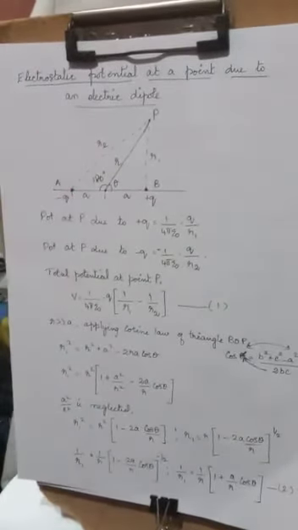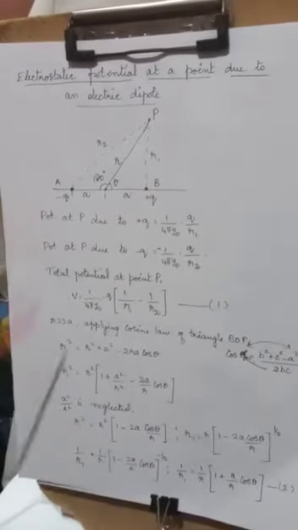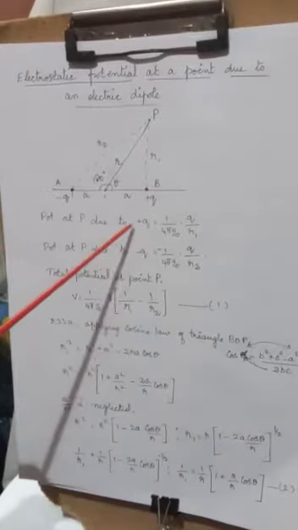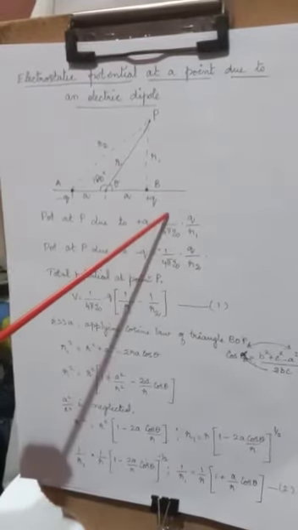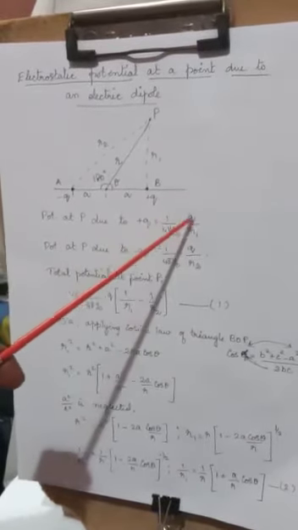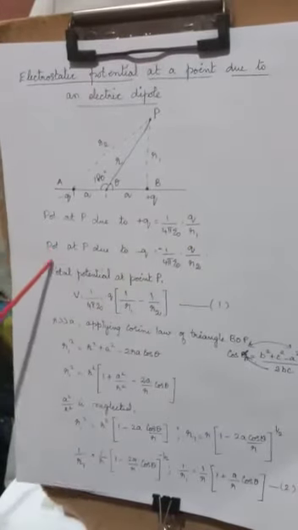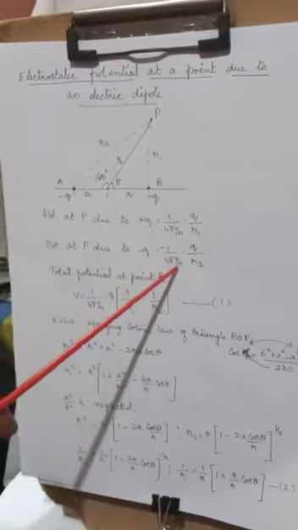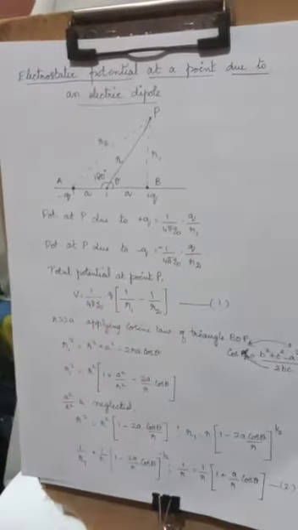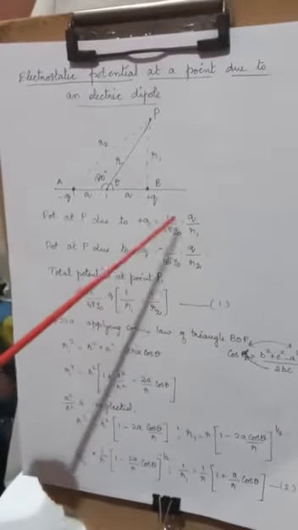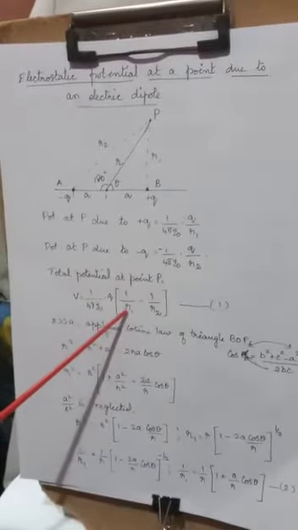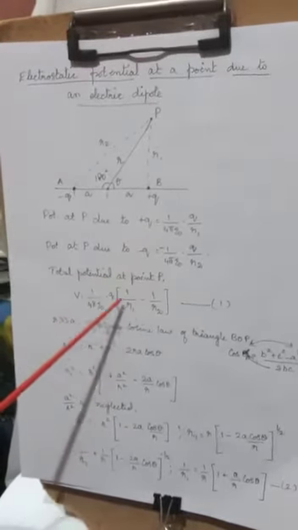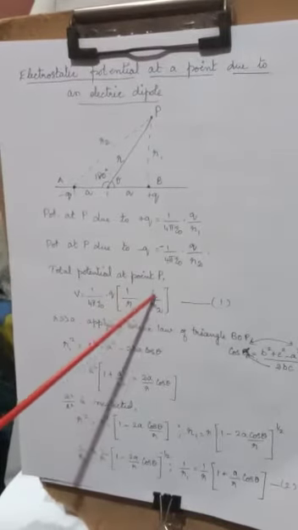Here it's not the electric field, I need to find the potential. So the potential at point P due to plus q will be 1 by 4 pi epsilon naught into q by r1. Likewise, due to minus q, it will be minus 1 by 4 pi epsilon naught q by r2. The total potential will be the addition of both. Because of this negative sign, it turns to 1 by r1 minus 1 by r2.